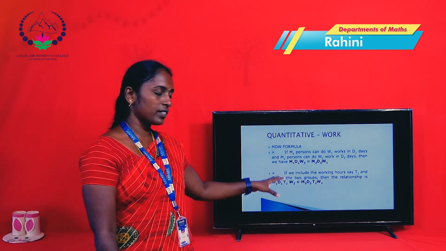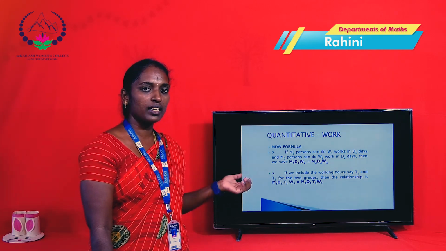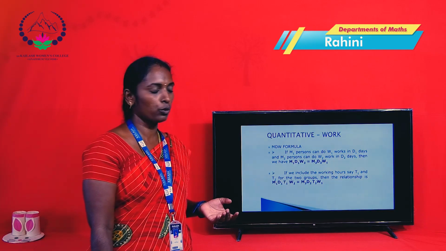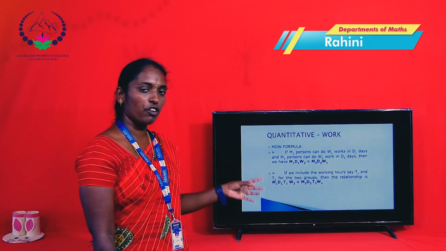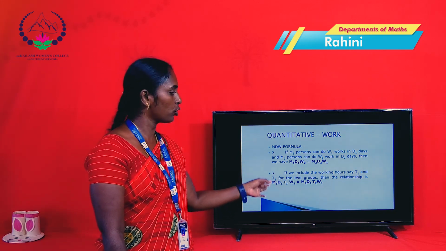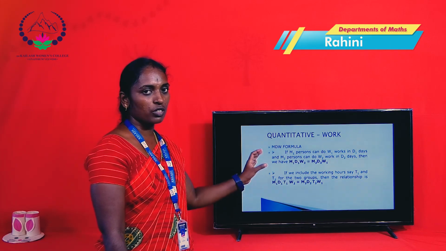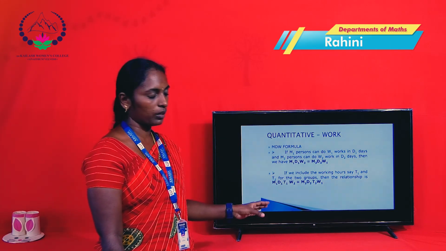If M1 persons can do W1 work in D1 days and M2 persons can do W2 work in D2 days, then we have the formula M1 D1 W2 equals M2 D2 W1. So this is the main formula we have to use in time and work.